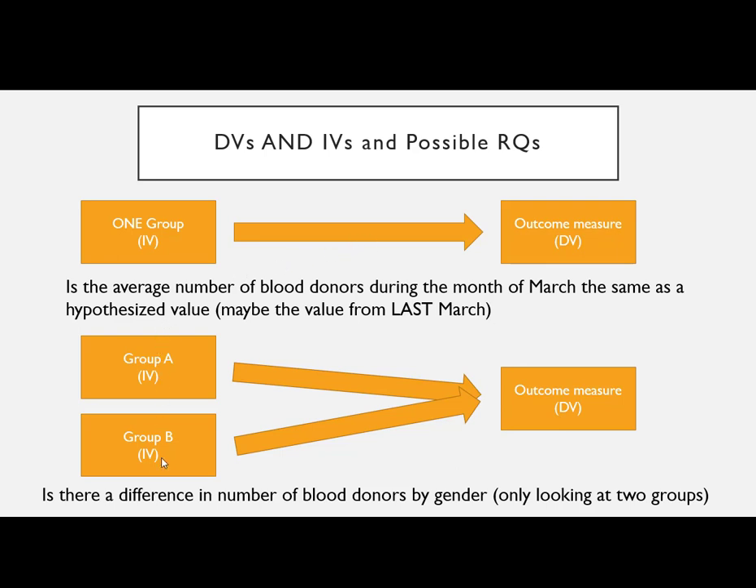Now for an independent samples t-test, we have two groups. We have group A and group B, and they're mutually exclusive. You can't be in one and the other; you have to be in one or the other. We're looking at their comparison on some outcome measure. So the grouping variable is the independent variable, and the outcome measure is the dependent variable. For example, is there a difference in number of blood donors by gender? So we're only looking at two groups. I acknowledge that gender could be non-binary, but for this example, we're just going to look at two groups.